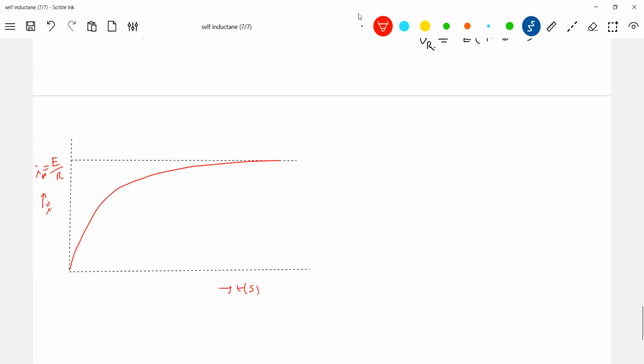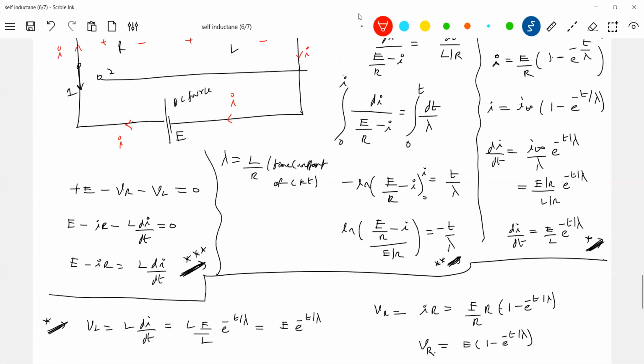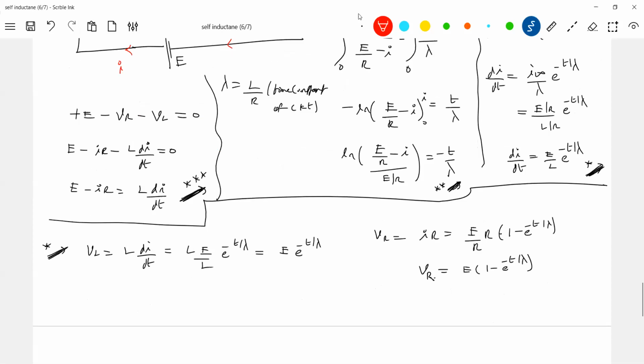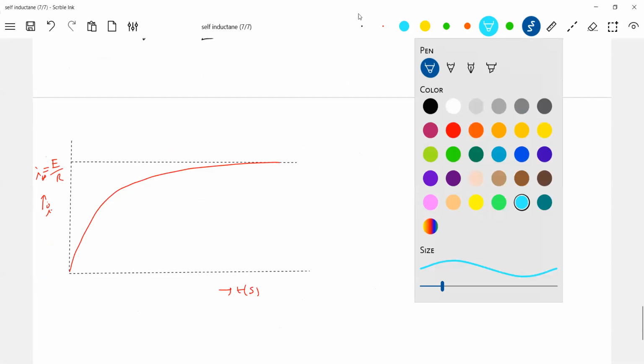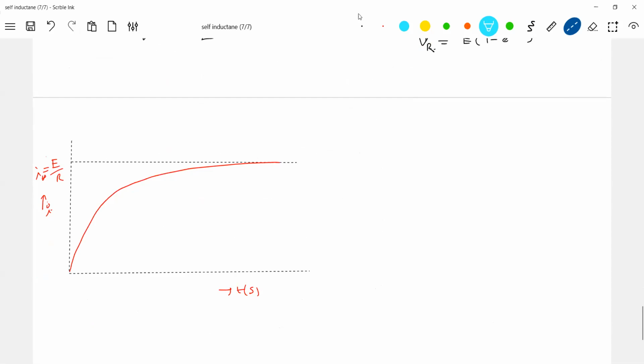So we'll define one time constant. What is the time constant? Time taken for the current to become 63% of the maximum value. One time constant, lambda, is equal to L by R. This is lambda. How much will the current become? It will become 63% of the final value. So how do you define the time constant? Time taken for the current to become 63% of the final value. That's called a time constant.